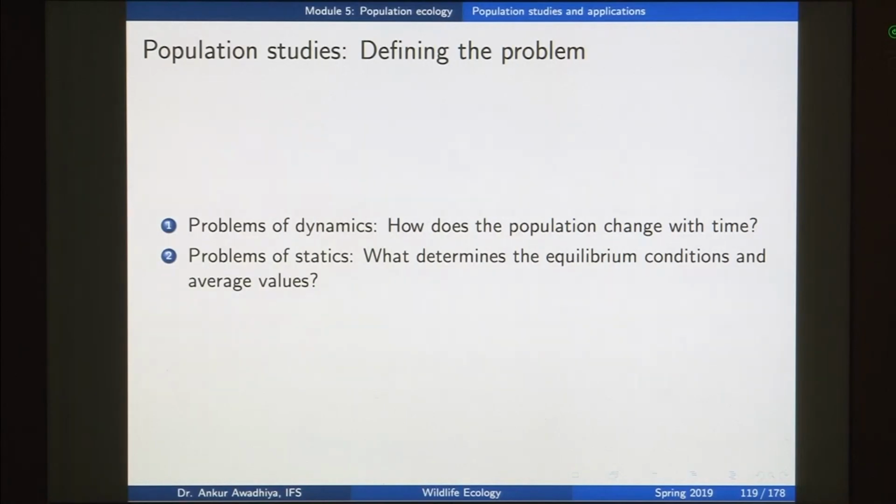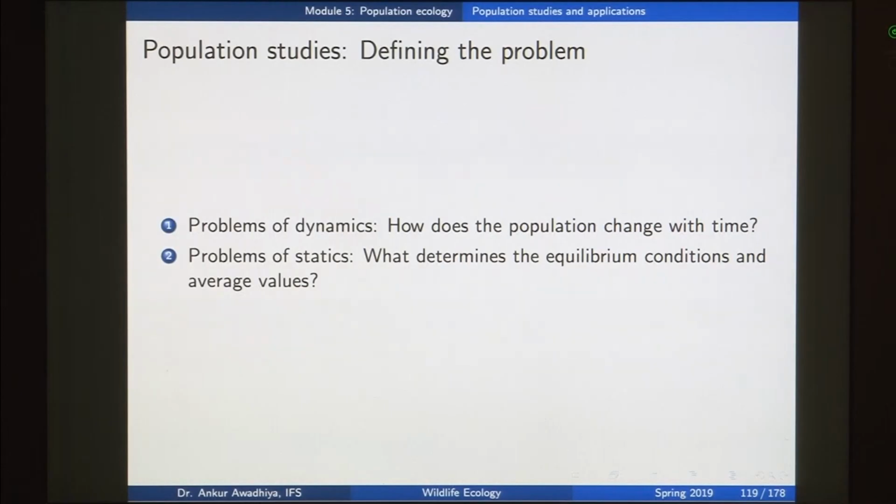The second kind of studies are known as problems of statics. So, in the case of statics, you are looking at a static population, there is no change happening with time. So, it asks the question, what determines the equilibrium conditions and the average values. So, for instance, if you see that in your forest you have say 40 tigers, and this year you have 40 tigers, 5 years ago you also had 40 tigers, even 10 years back you had 40 tigers. So, there is nothing changing in this population. We are having some births, we are having some deaths, but more or less everything is getting cancelled out and the population is remaining static at 40 tigers.